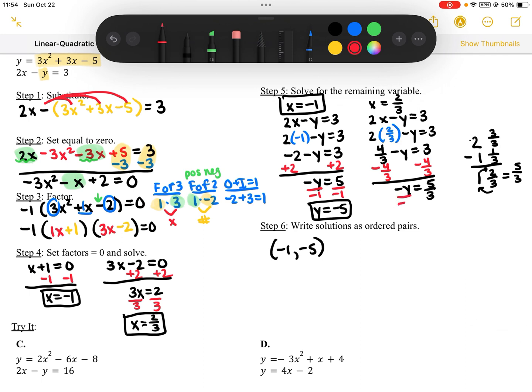Now to get positive y, I need to divide both sides by -1. When I do that, I'm going to get y equals -5/3. So my second ordered pair is going to be 2/3, comma, -5/3. So those are your two solutions.